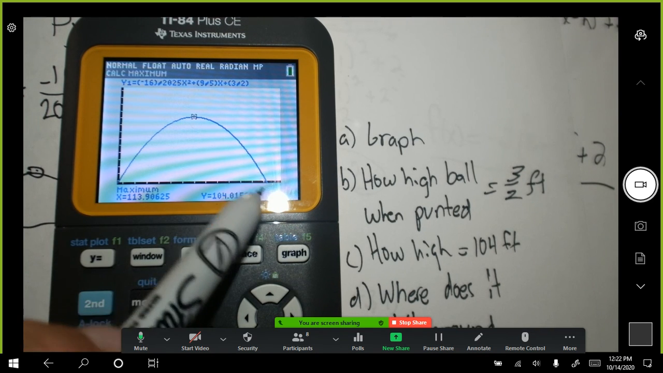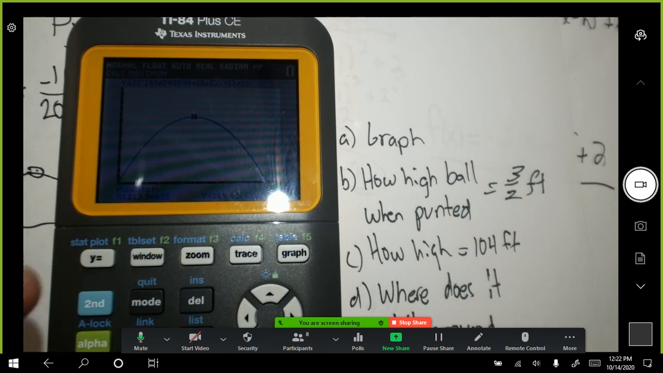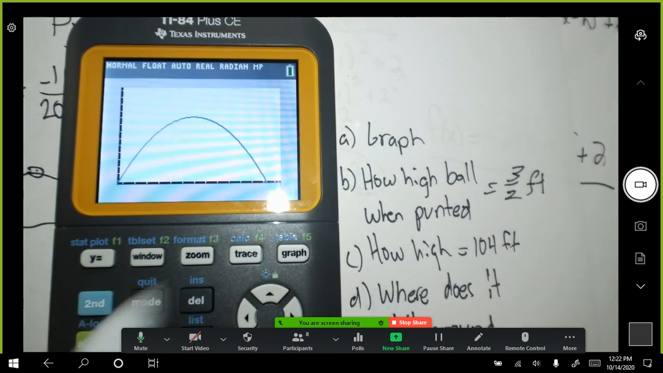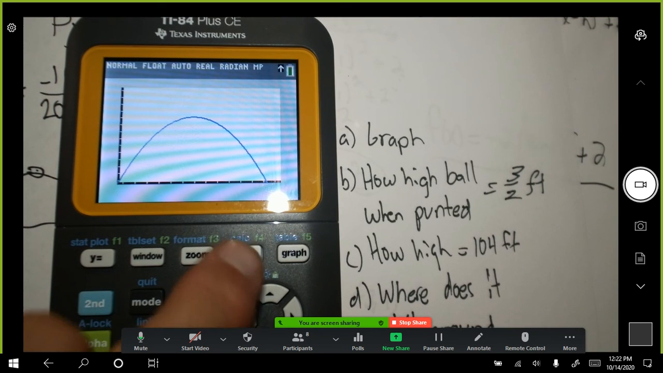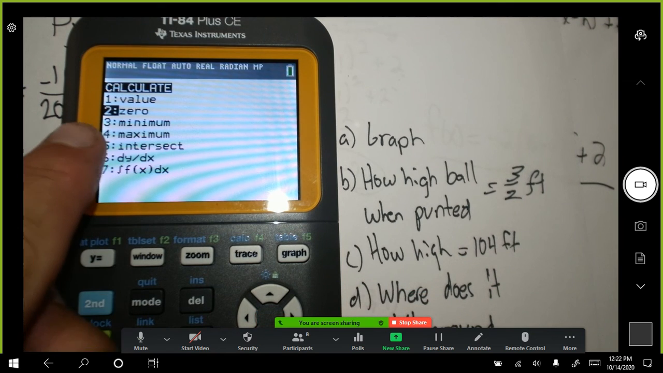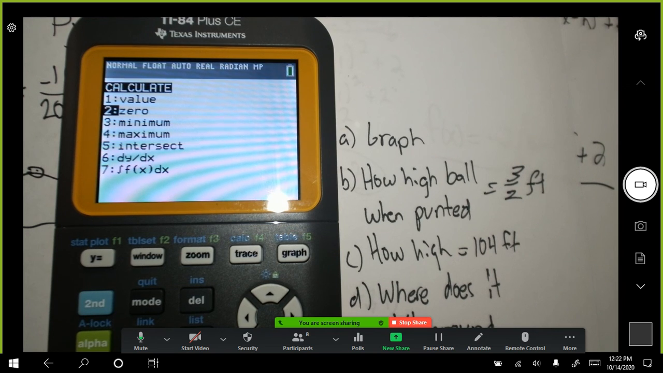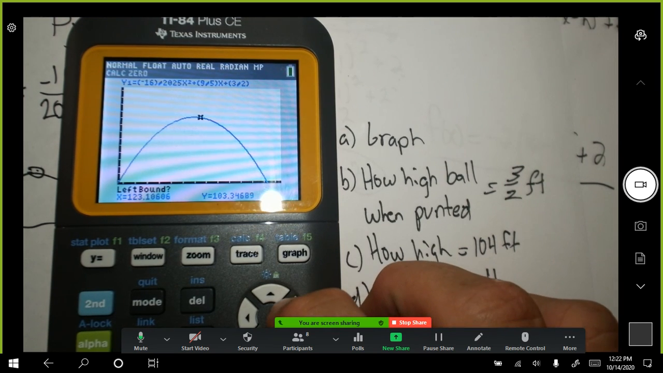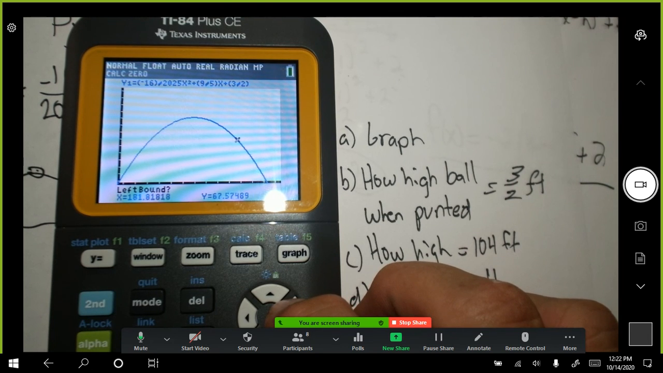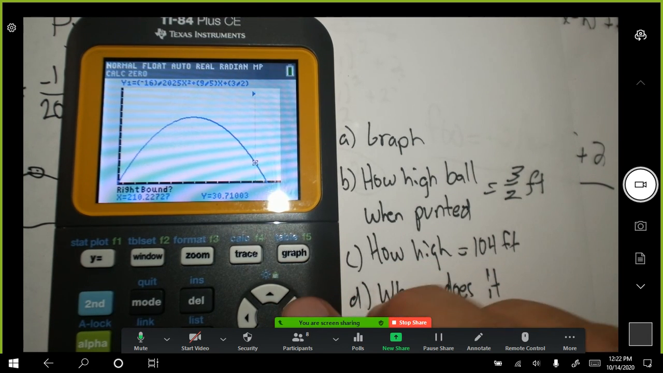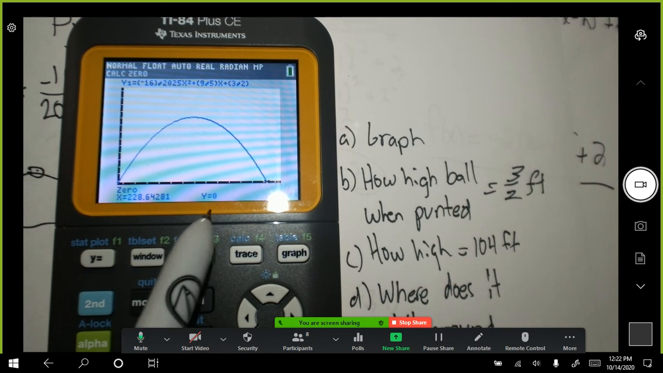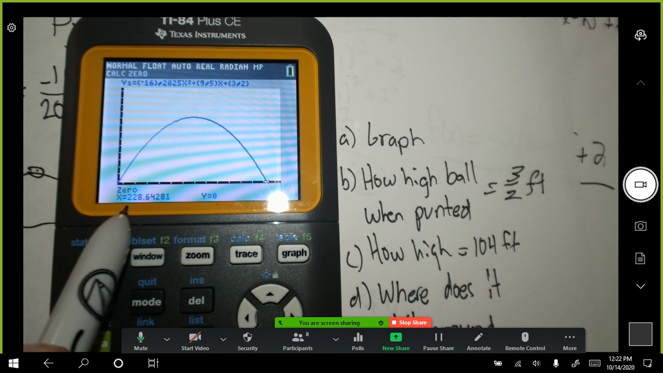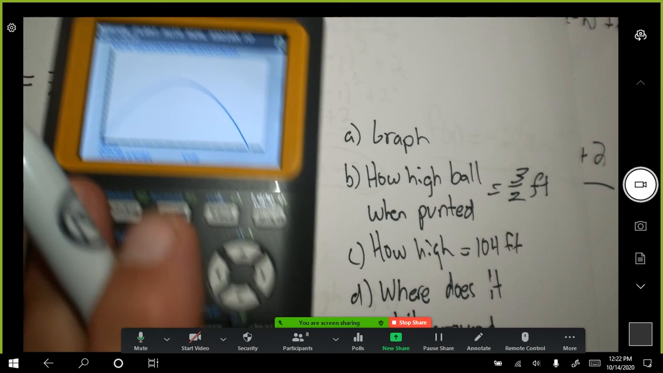Well, to find how far it goes, we need the x value of this right here. That is where it crosses the x-axis. So if you remember second trace, zero. We haven't done this one yet. Zeros are where it crosses the x-axis. So if I want to find the zero, I've got to pick a point before it gets to the x-axis, hit enter, and then pick a point after, and hit enter again. And obviously the height is now 0. It's sitting on the ground, but it went 228 or about 229 feet.